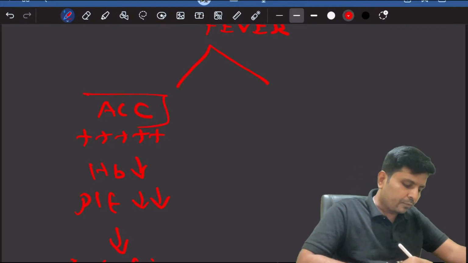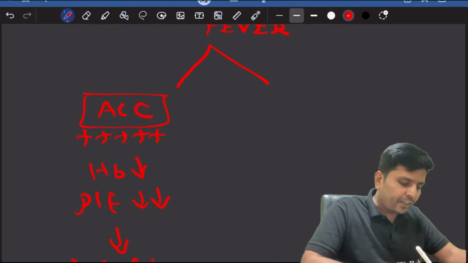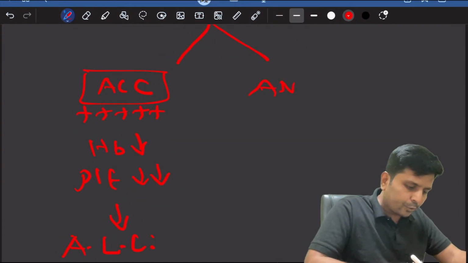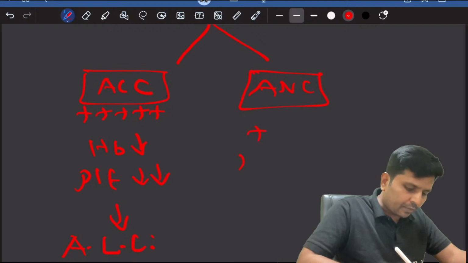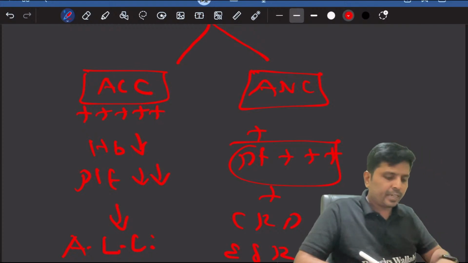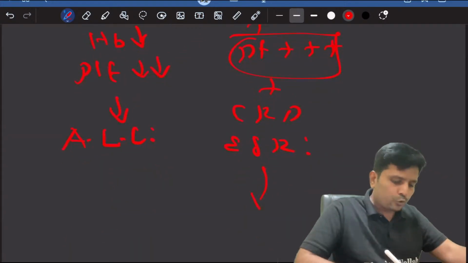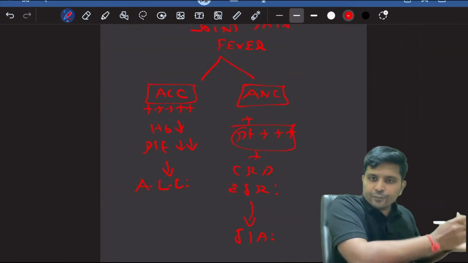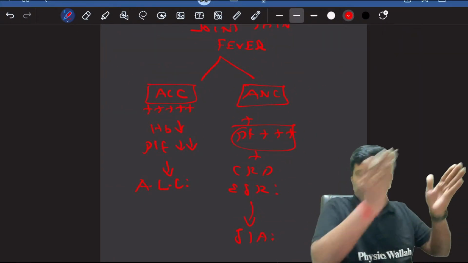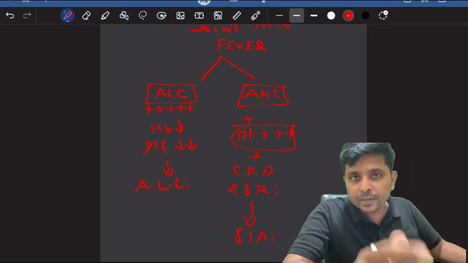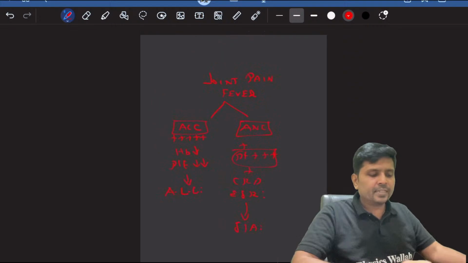This is absolute lymphocytosis. Whereas when fever plus joint pain, and you have very high neutrophil counts, along with very high platelets, along with very high CRP and ESR, it is more in favor of juvenile idiopathic arthritis. Whether it is lymphocyte or neutrophil, whether other cell lines are affected or not, in both these conditions, CRP will be high, ESR will be high.